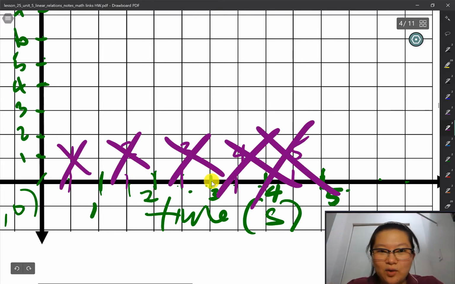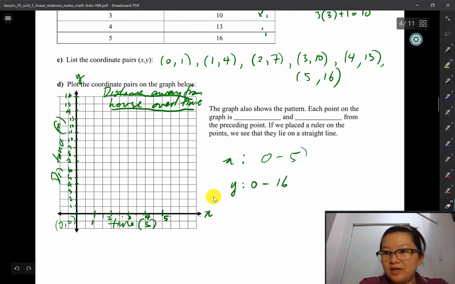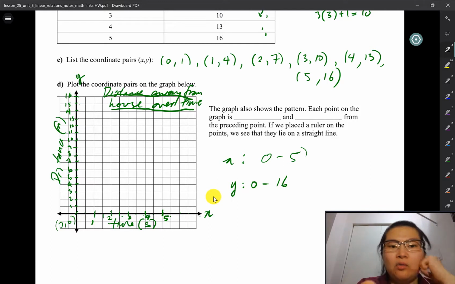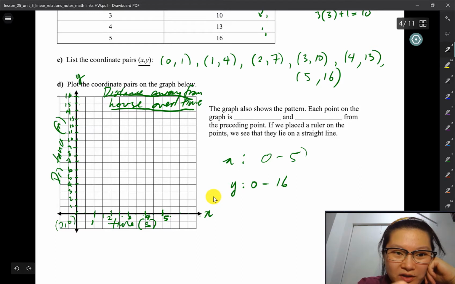Gonna leave it on the screen for like 1 second. Okay, so now we can draw our dots on our graph. Let's start off with (0, 1). The 0 represents the x, and 1 represents the y.